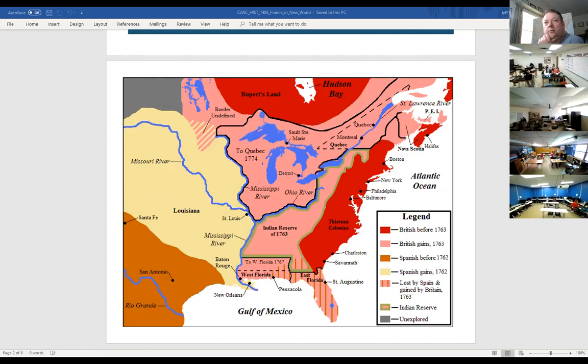And so what England did was they declared the Proclamation of 1763. And this was basically a proclamation that said this green line here, I believe it included two main rivers. Let me go back to this one.